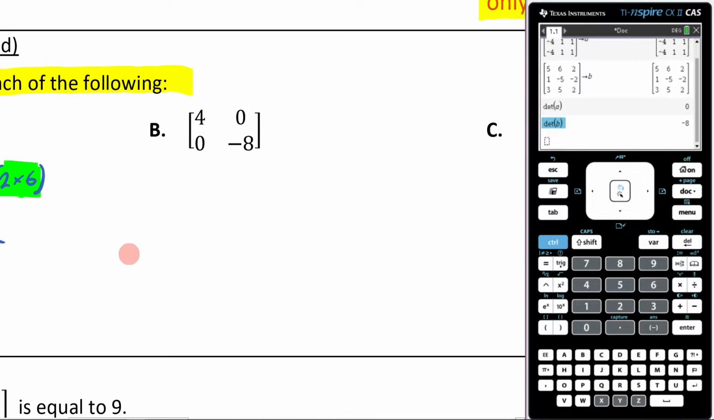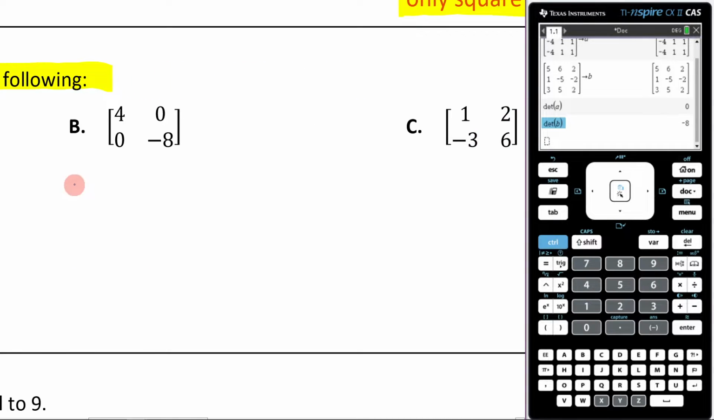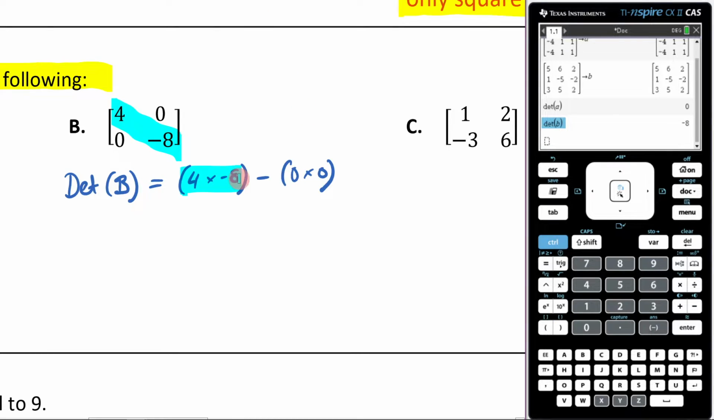Let's now go into the next one here. You might like to pause it and see if you can do it yourself. We're finding the determinant of B here. And remember, what you do is you go 4 times -8, subtract 0 times 0. So what we've done there is we've simply multiplied diagonally, and then we've subtracted the multiplication of the other diagonal. That means what we're going to get here is 4 times -8 is -32 minus 0. My answer will be -32.